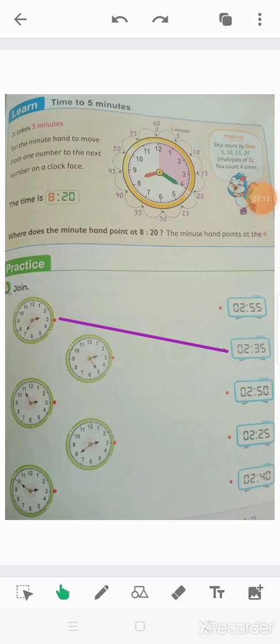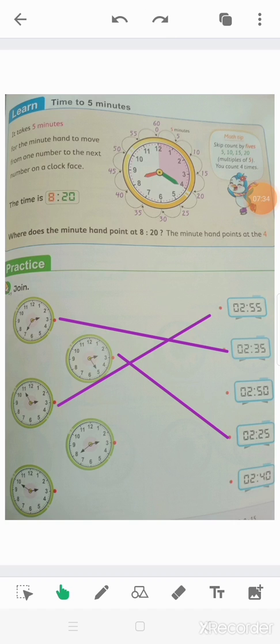5 by 5, 25. So it's 2:25. Again, what do we have here? Yes, 11 in the 2 parts. Is it 3 or 2? Yes, it's 2. To what? To 55. 11 by 5 equals 55.